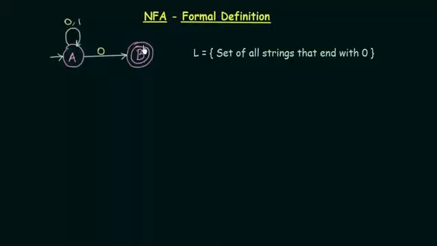And what about B? We did not mention what happens to B when it gets input 0 or 1. Is it wrong or is it incomplete? No, it is not wrong. In NFA, you can actually leave it like this. It is perfectly legal to leave a state like this without mentioning anything. That actually means that this state does not go anywhere. Which was not legal in DFA, but in case of NFA, it is perfectly legal, and this is a complete NFA.